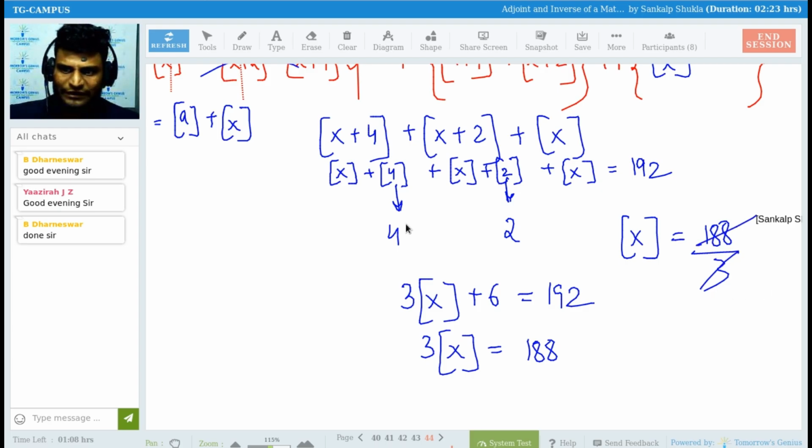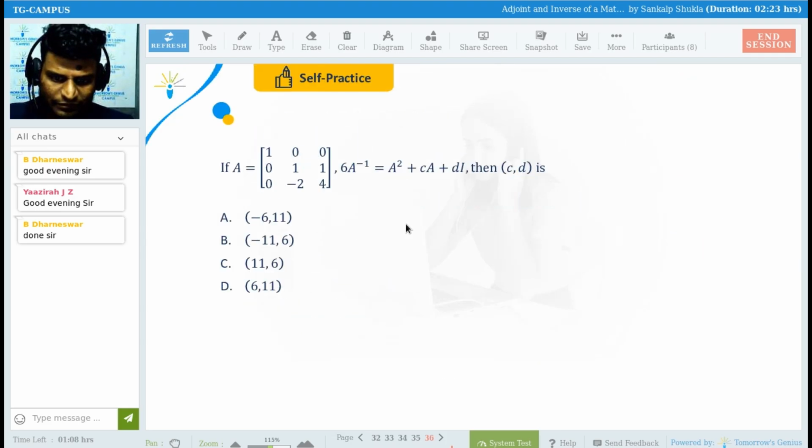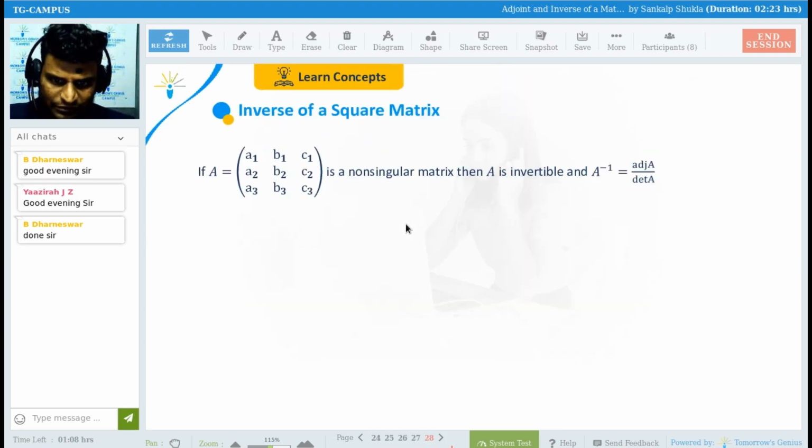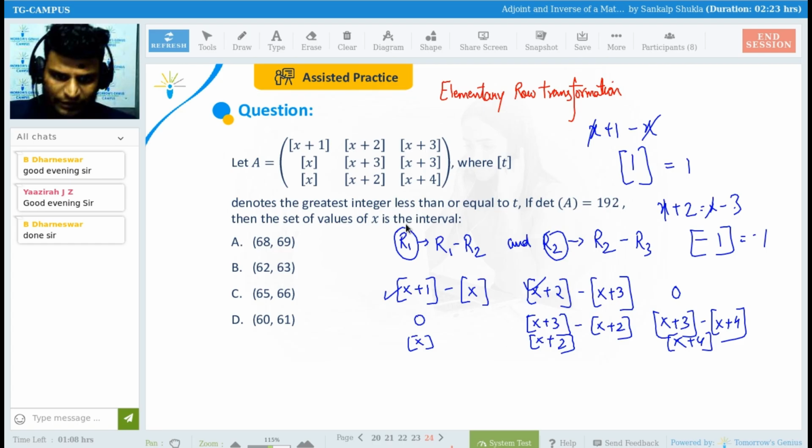So 188 by 3 is what? Like 3 6 are 18 and 62 point something we have got. That means the range is, we'll check for options. Yeah, we have 62 and 63, this range, right? So B is the correct option. This question is clear to you, everybody?